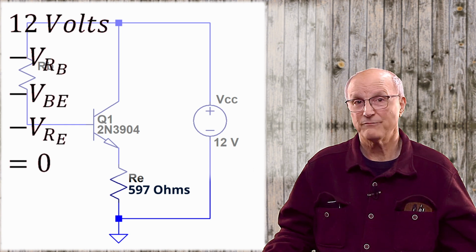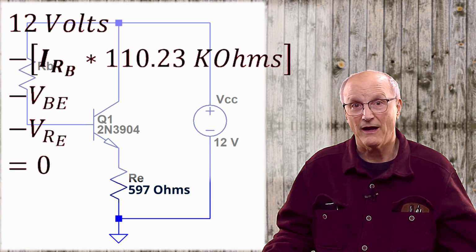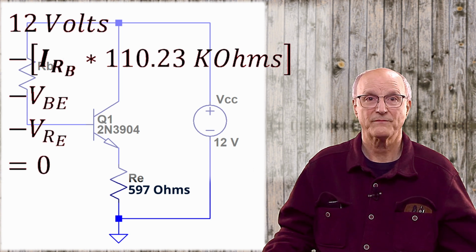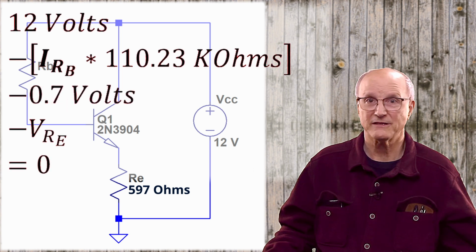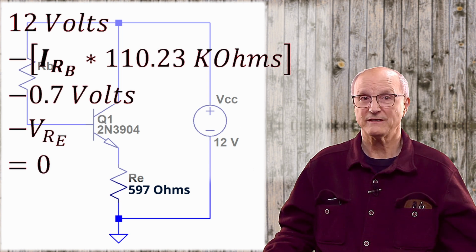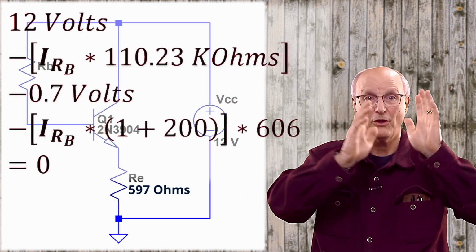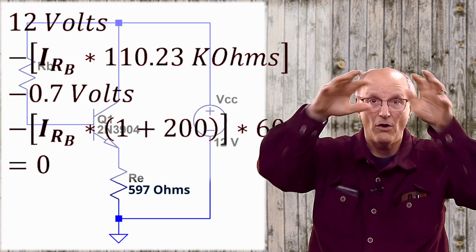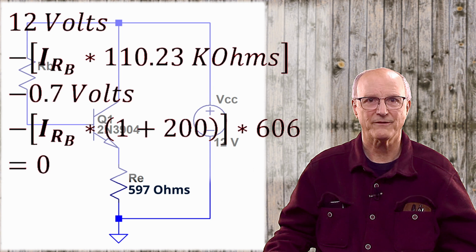VRB, the voltage across the base resistor, is going to become the current through the base resistor, IRB, times 110.23 k ohms. VBE is going to get 0.7 volts. Well, that's according to our model. VRE, the voltage across the emitter resistor, is going to become the quantity, the current through the base resistor, times 1 plus 200, all times 606, the value of the emitter resistor.